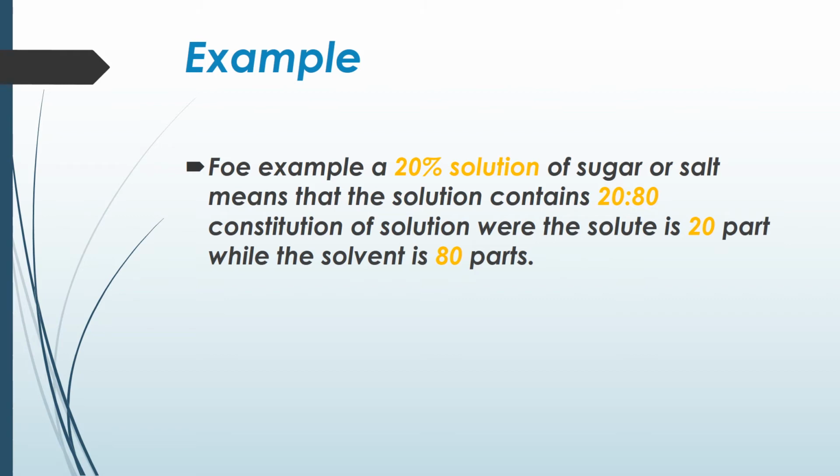So if you say there is a 20% solution of sugar or salt or anything, it means you are talking about just the 20 part out of 100. It means you have 20% sugar, and the remaining 80% is your solvent. So in total your solution is 100 percent.